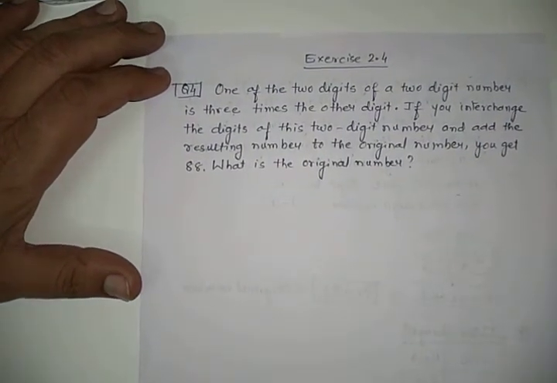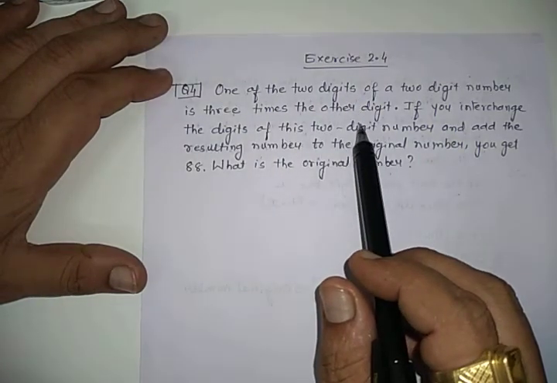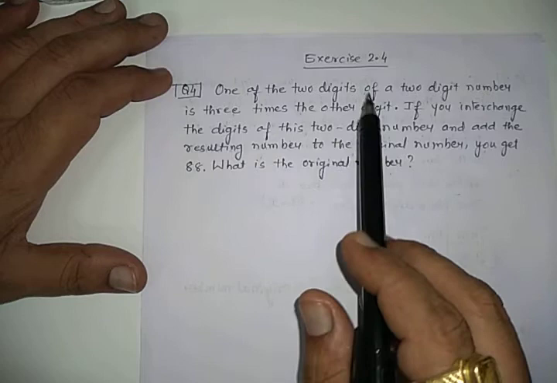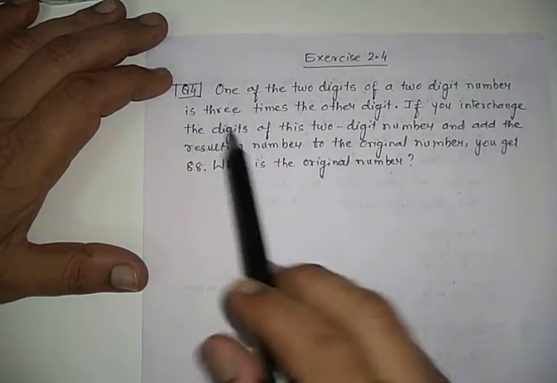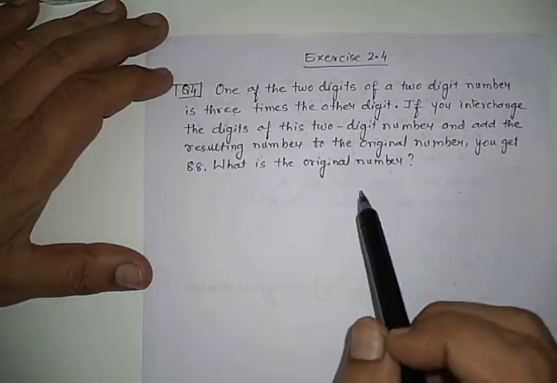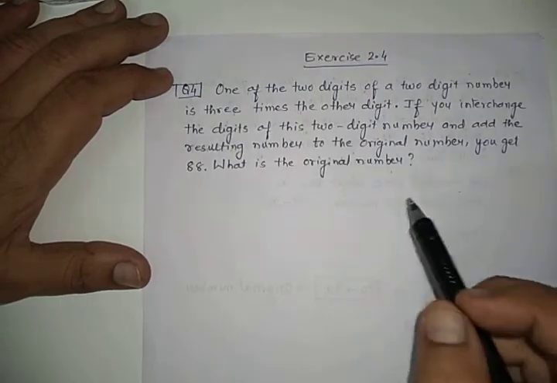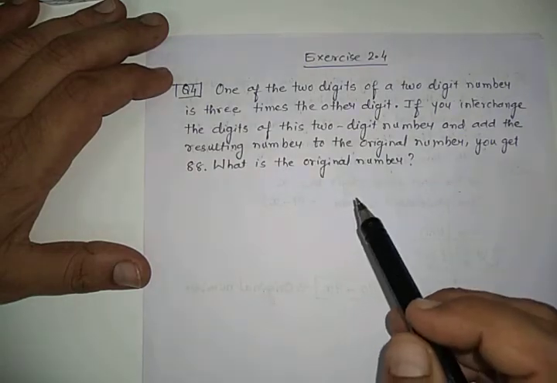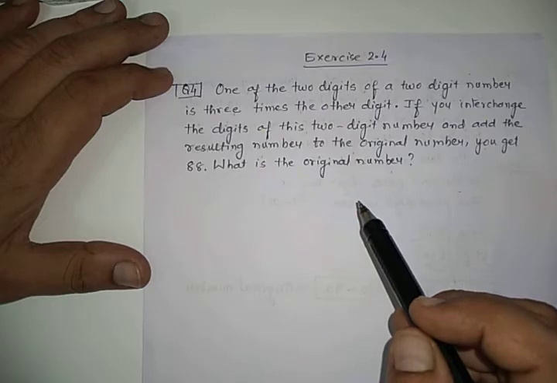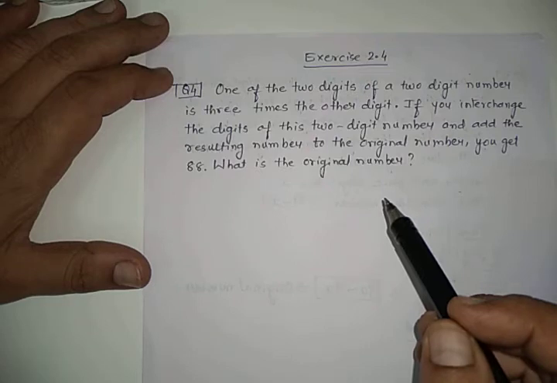Let's read the question once again and analyze. One of the digits of the two-digit number is 3 times the other digit. If you interchange the digits of this two-digit number and add the resulting number with the original number, you will get 88.